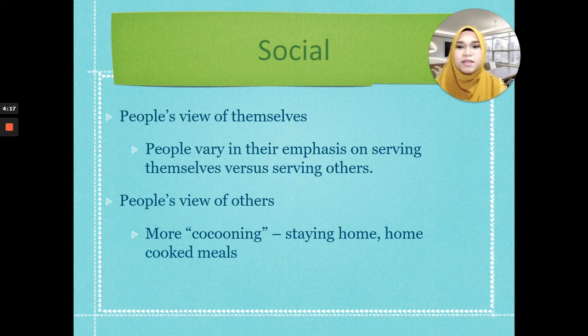Now, the second one is people's view of others. When you look at a certain group of people or society, there are some people who are more cocooning. Cocooning here means they love to stay at home and want to have meals cooked at home, while the others are not cocooning, meaning they love to go outside and enjoy being outside the home.